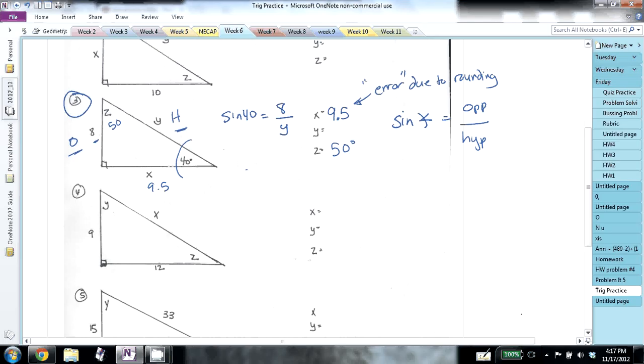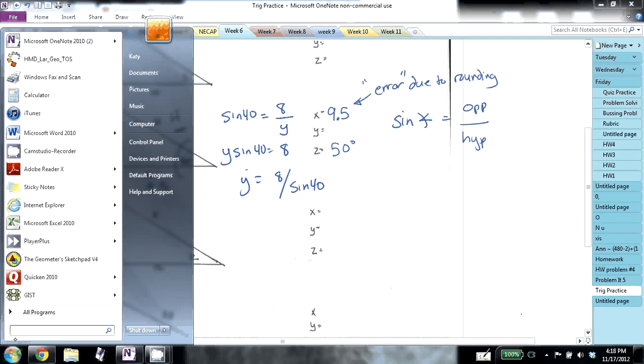And then I'll cross multiply. So y times the sine of 40 degrees equals 8. And then I'll divide both sides by the sine of 40. So y will equal 8 divided by the sine of 40.